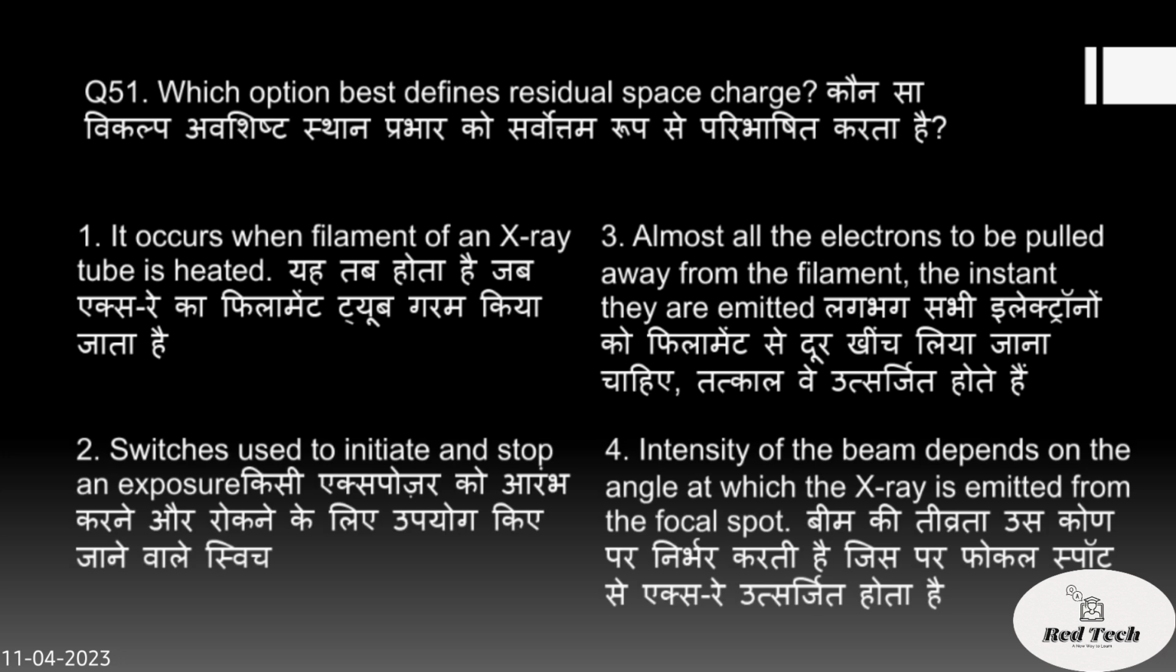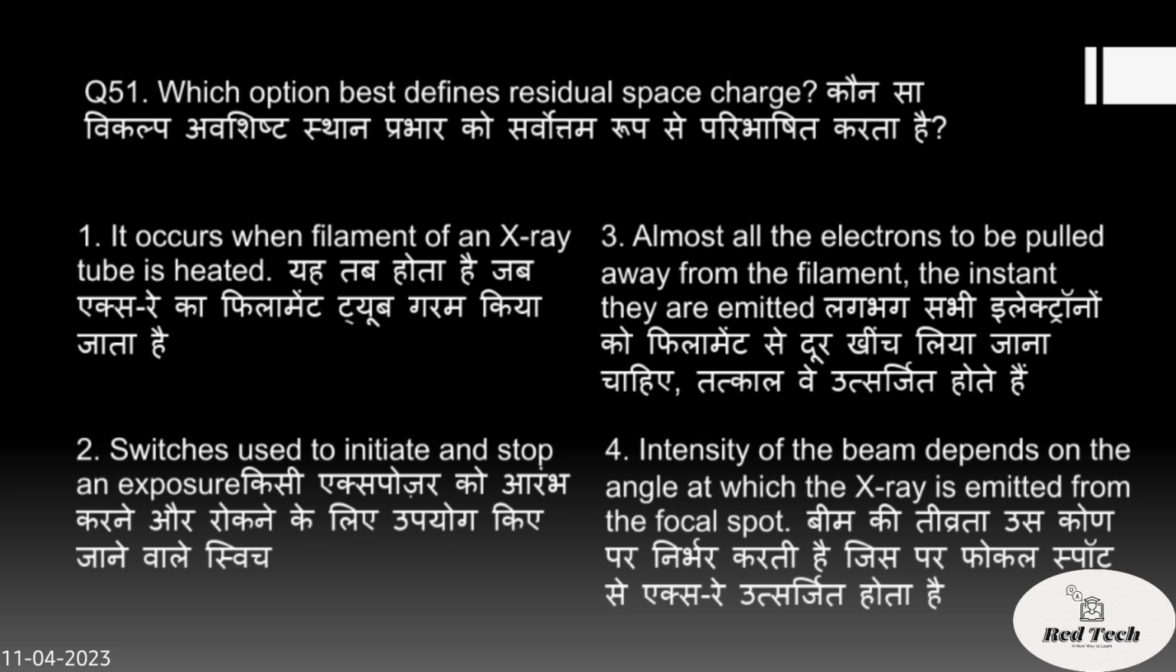Question number 51. Which option best defines residual space charge? Residual means vacant space charge. So option 1 is it occurs when the filament of an X-ray tube is heated. Option second is a switch used to initiate and stop an exposure. Option third is almost all the electrons being pulled away from the filament the instant they are emitted. And option 4 is intensity of the beam depends on the angle at which the X-ray is emitted from the focal spot. So what is basically a residual space charge?